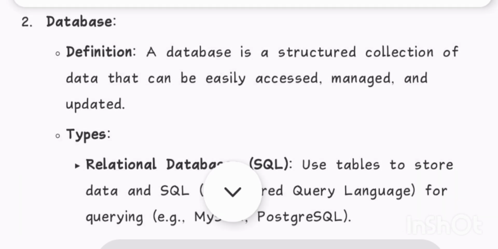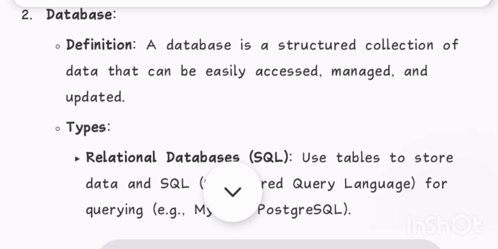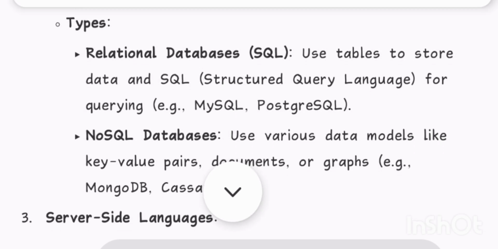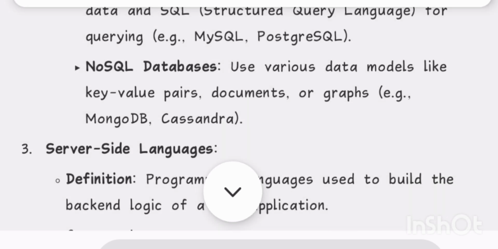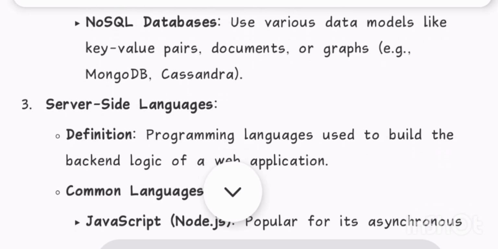2. Database. Definition: A database is a structured collection of data that can be easily accessed, managed, and updated. Types: Relational databases, SQL, use tables to store data, and SQL, structured query language, for querying, e.g., MySQL, PostgreSQL. NoSQL databases use various data models like key-value pairs, documents, or graphs, e.g., MongoDB, Cassandra.